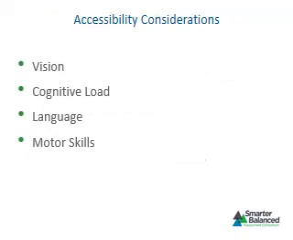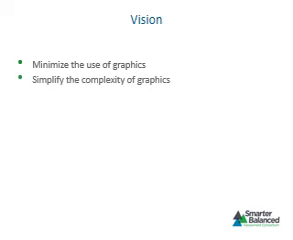To help guide the item writing work, there are 4 important accessibility challenges educators should consider as they develop and review items and performance tasks. The first category focuses on vision. It is important to remember that the visual acuity of students who will be assessed using the Smarter Balanced assessments will range widely. To improve accessibility for students with vision needs, 3 useful guidelines are: minimize the use of graphics, simplify the complexity of graphics, and simplify the complexity of tables.